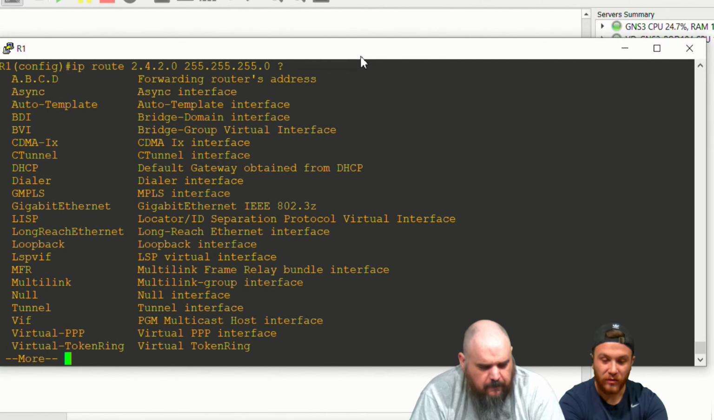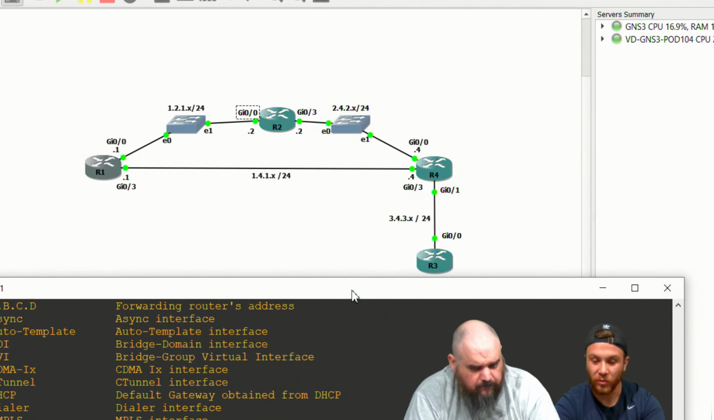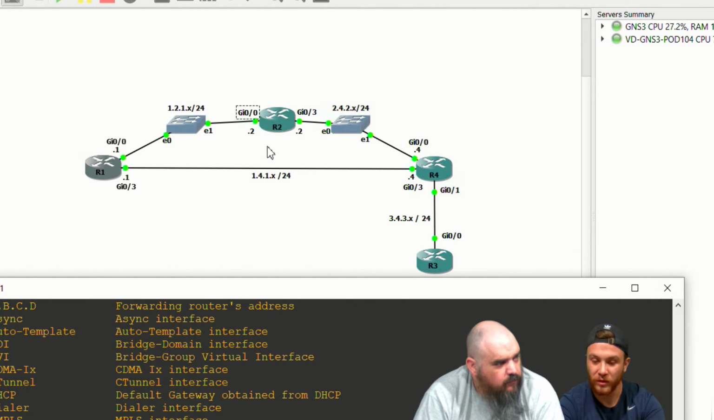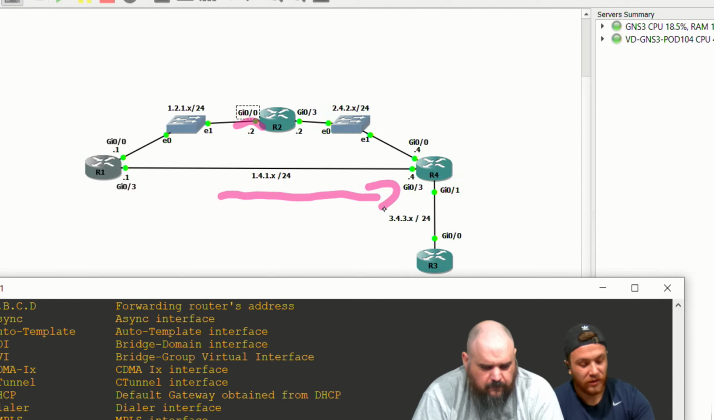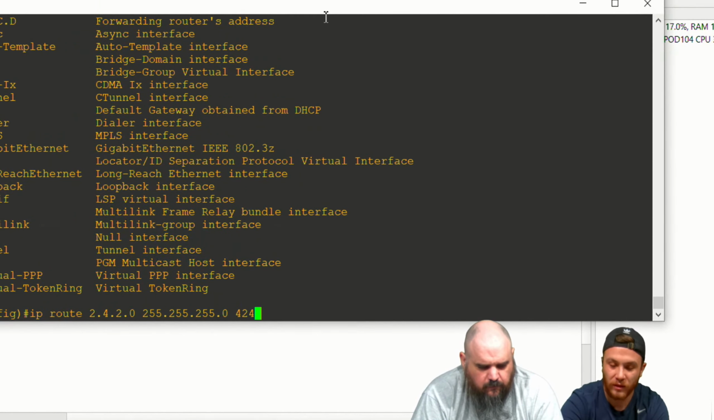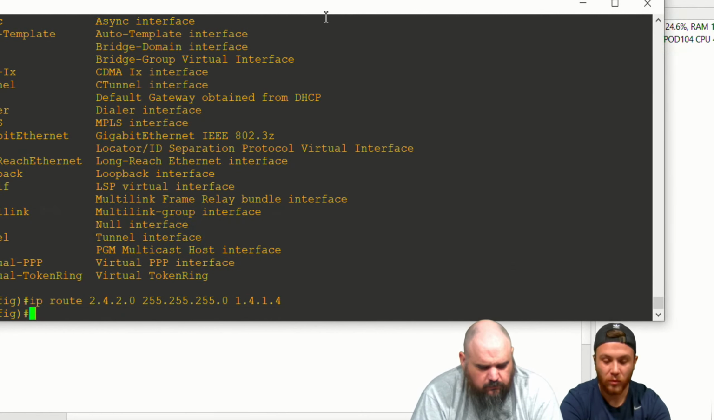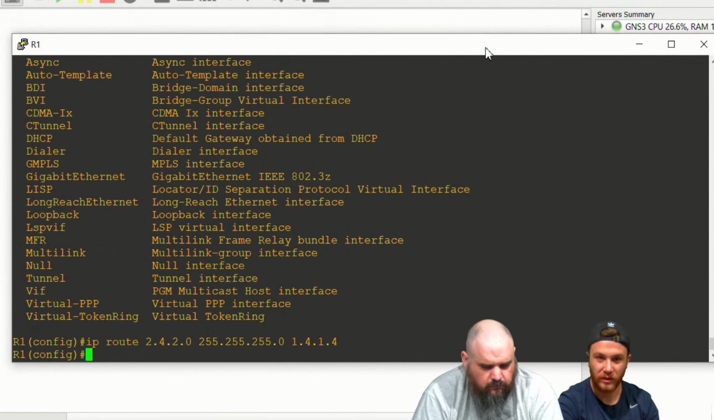And then it's going to want a forwarding router's address. So if I wanted to get to 2.4.2.0 from router 1, I could either go to 1.2.1.2 right here, sorry, or I could go this path right here, right? So let's just go to router 4. That's my favorite router. 1.4.1.4, it looks like. 1.4.1.4. Wow, this isn't going to work. Just a little sneak peek.